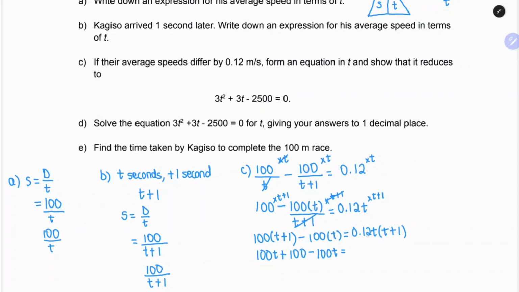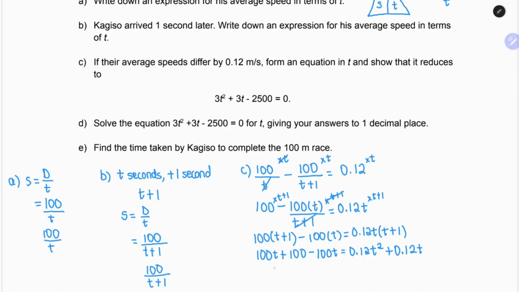And then is equals to 0.12 t times t, which is going to be 0.12 t squared. Remember that t squared would be t times t. So if it's 0.12 t times t, it is going to be 0.12 t squared. And then you'll have 0.12 t times 1, which is going to remain the same. 0.12 t times 1 is equals to 0.12 t. It remains the same. So let us continue.